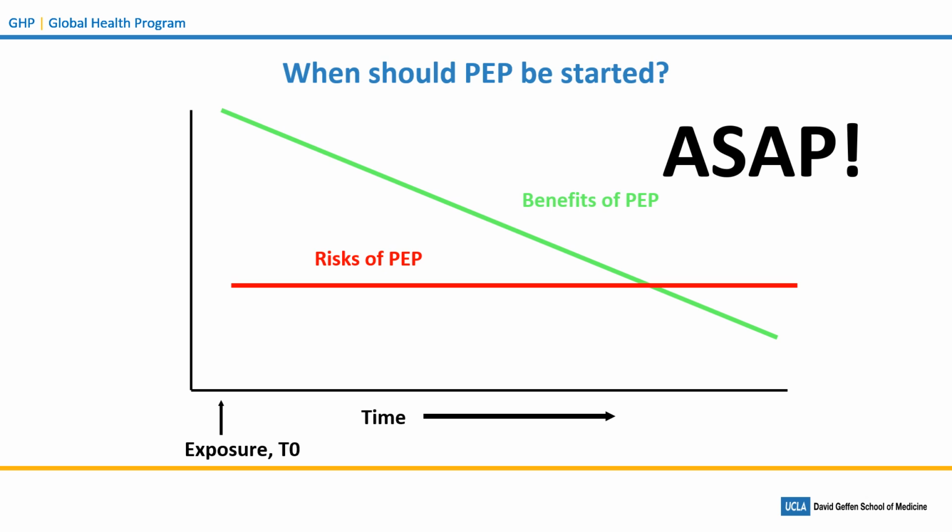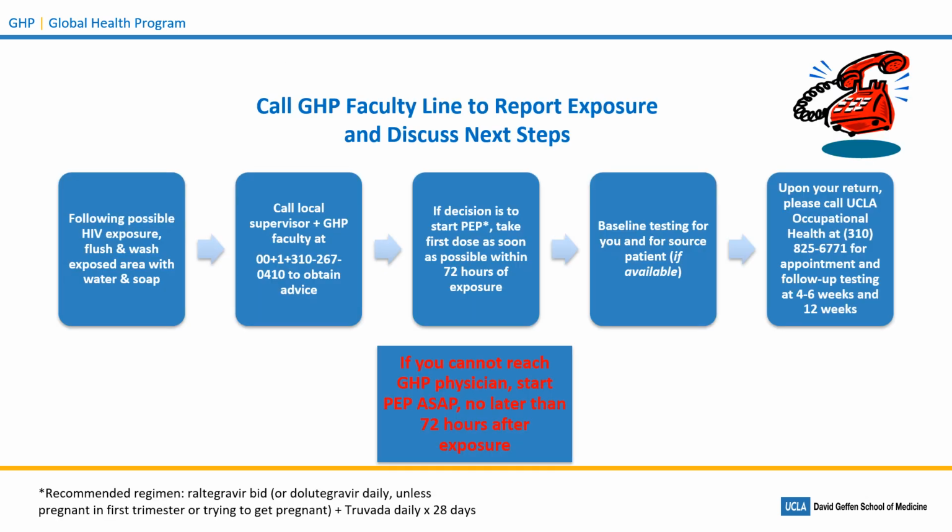So when should post-exposure prophylaxis be started? Ideally as soon as possible and definitely within 72 hours of exposure. And the next slide will describe what to do in the case of exposure and next steps to take. So what do you do in the event of an exposure? Here we've outlined the different steps in this process. Number 1, following possible HIV exposure, flush and wash the exposed area with water and soap. Number 2, call your local supervisor as well as the GHP faculty line. Here's the number for you.